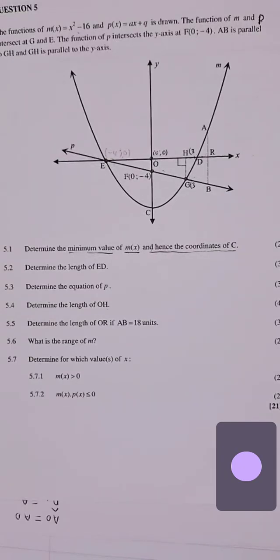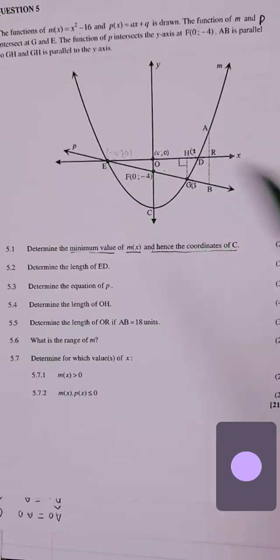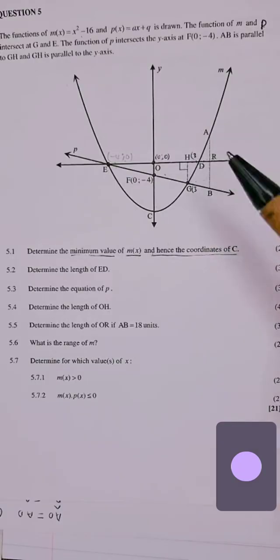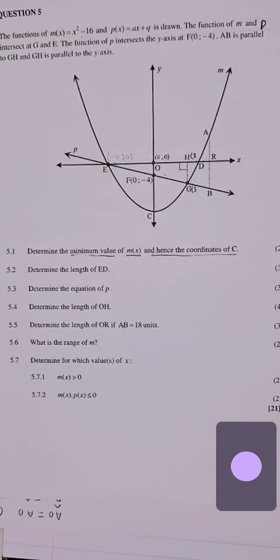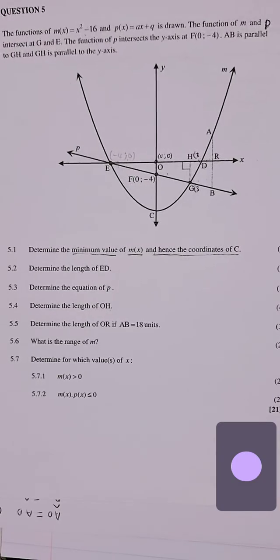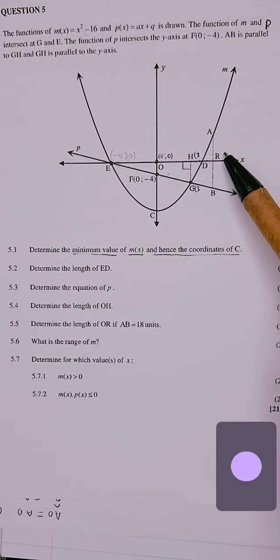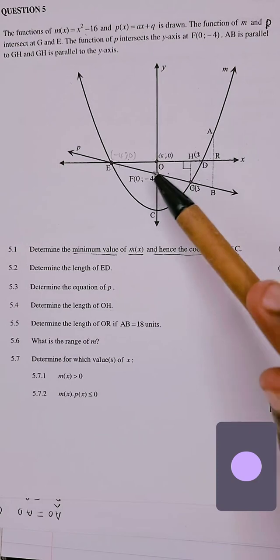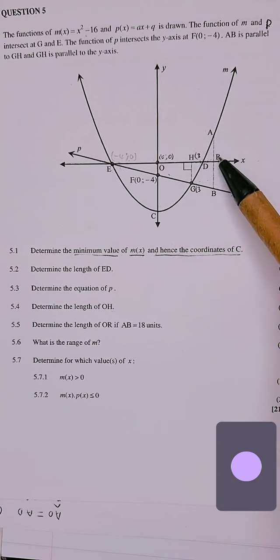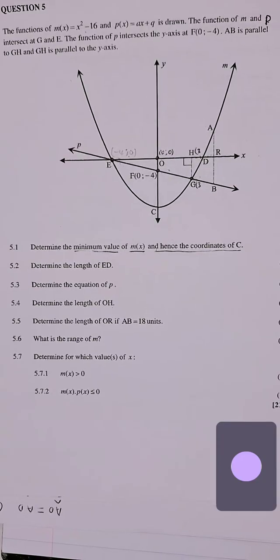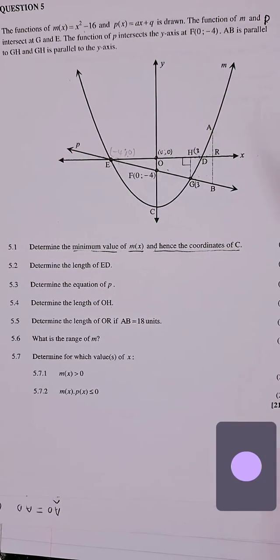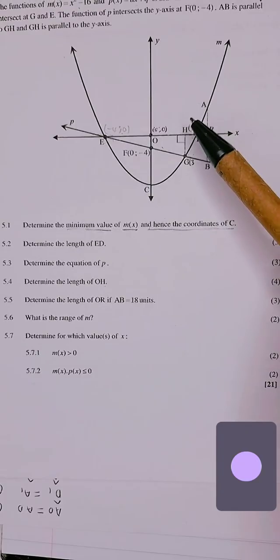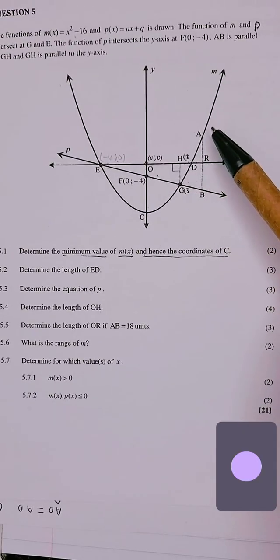Okay, so you can see, if we had the x coordinate of R, game over. Because to calculate the distance of OR, Z, we just need the x coordinate of R minus the x coordinate of O. Because for any horizontal length, we are always saying x on the right minus x on the left. Right? Yeah. Now, we are told AB is equal to 18 and we are asked to determine the length of OR.